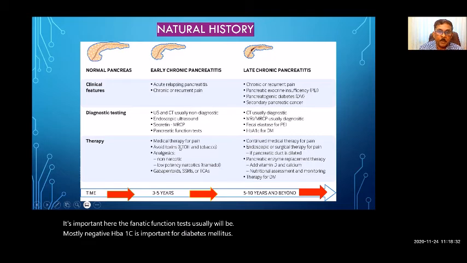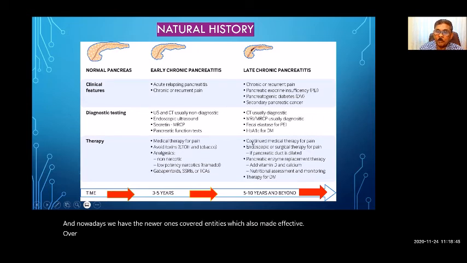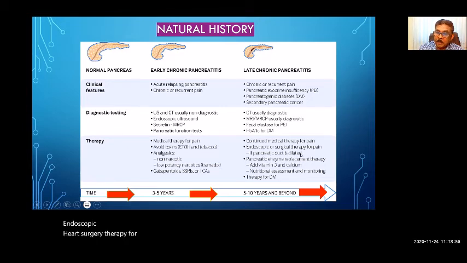Therapy, here is medical therapy: avoid alcohol and tobacco, analgesics, and nowadays we have the newer ones, gabapentinoids, which are also quite effective. Over here, most of them have got continued medical therapy for pain. Many of them finally end up with opiates. Endoscopic or surgical therapy for pain if the pancreatic duct is dilated. Pancreatic enzyme replacement therapy, vitamin D and calcium, nutritional assessment and supplementation, and also treatment for diabetes mellitus.